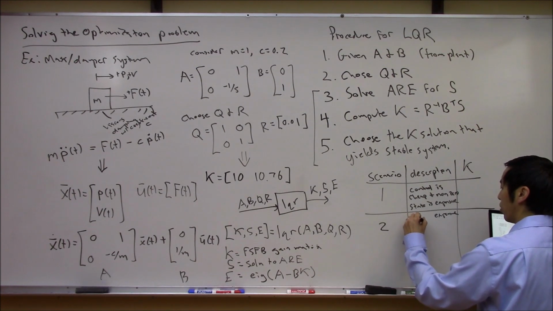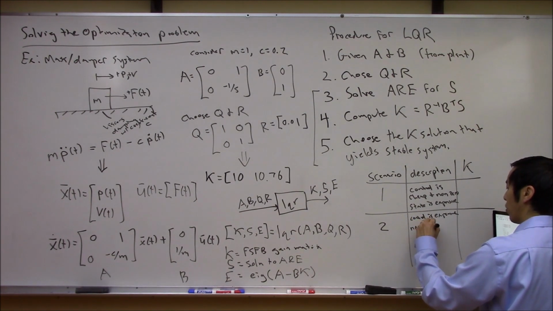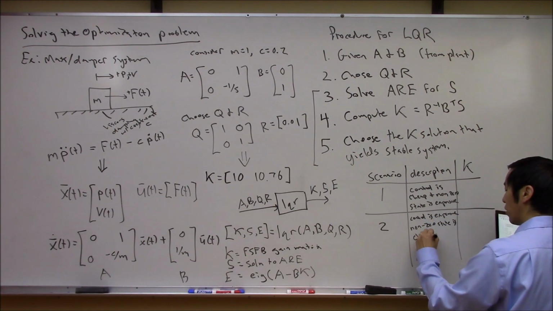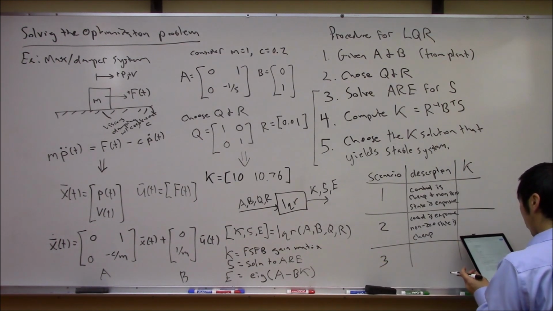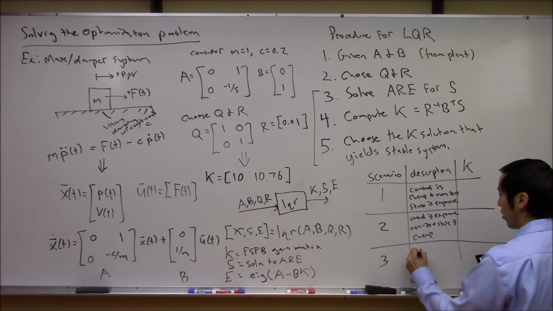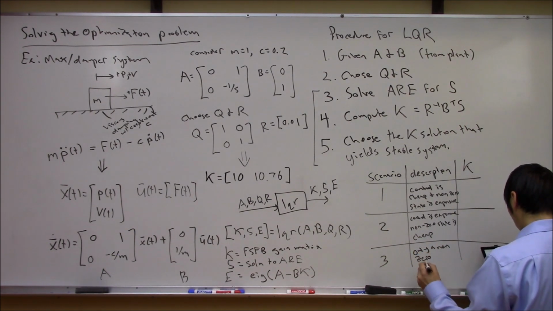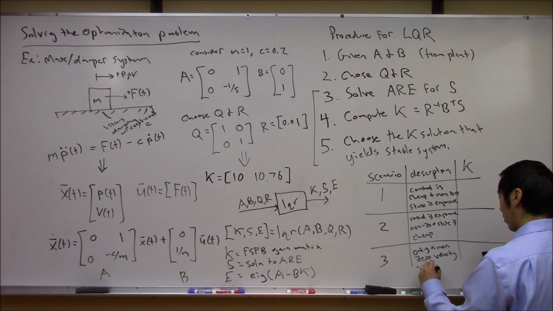Where control is expensive and a non-zero state is cheap. Okay? And then finally, the third scenario here is, let's mix this up a little bit. Let's say, how about only a non-zero velocity is expensive.